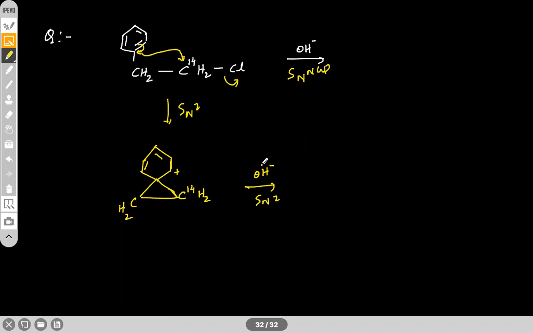Okay, so this will attack onto this carbon atom, and this goes up, forms a double bond here. So this will be a benzene ring. Everything is as it is. Write down the product. This ring attached with this carbon atom, and this 14H2 with OH here. This is a product we get.